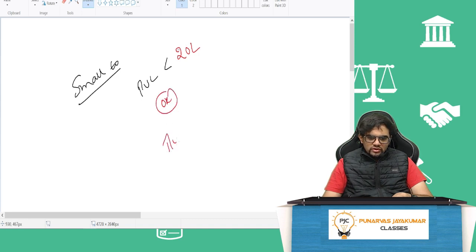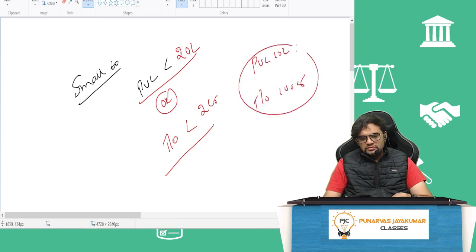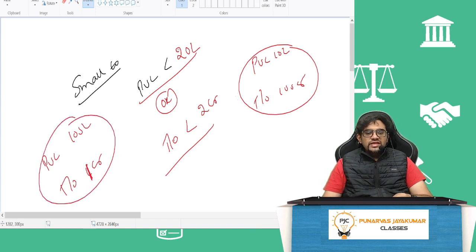Or turnover is less than 2 crore. Like that it was there. Now the problem with this is there were some companies whose paid up capital was 10 lakh but turnover was 100 crore. There were some companies whose paid up capital was 100 lakh, turnover was 1 crore. They were all going and telling, we are small company, we are small company.